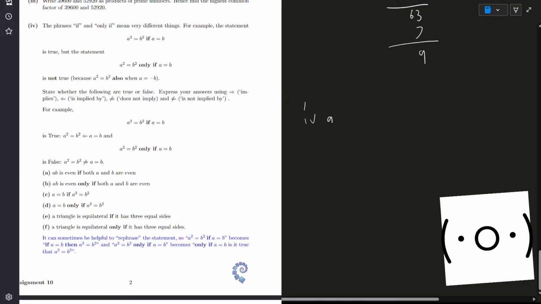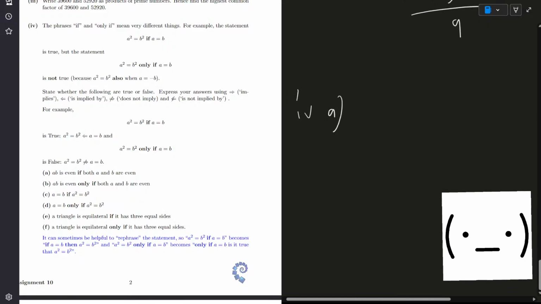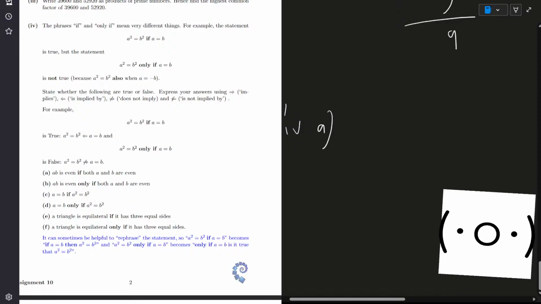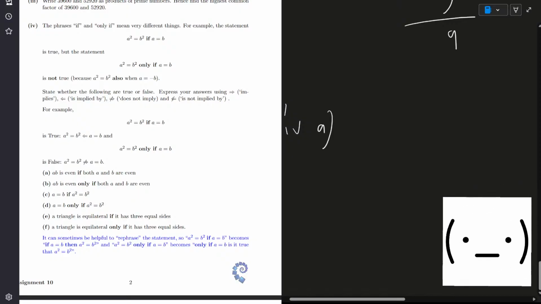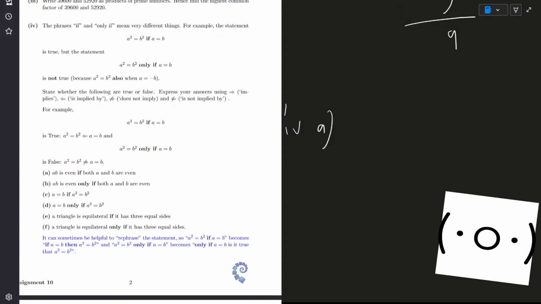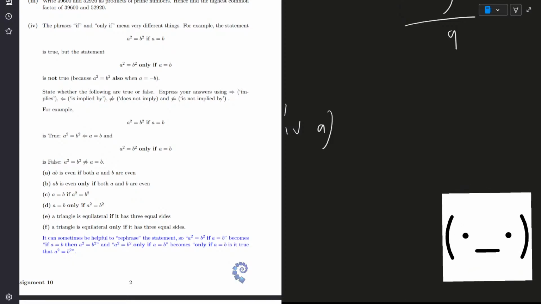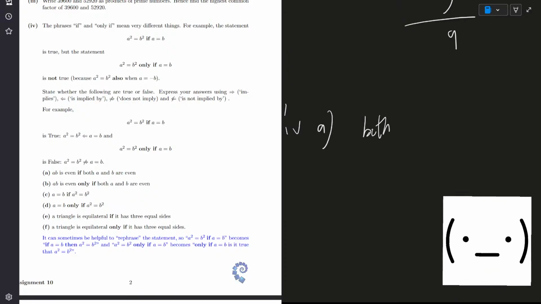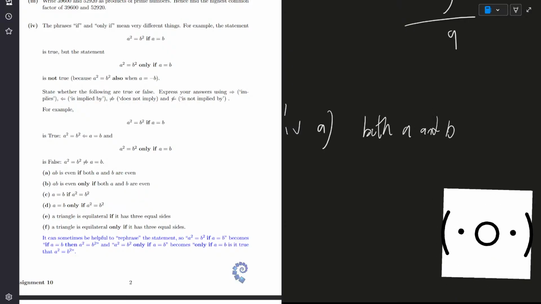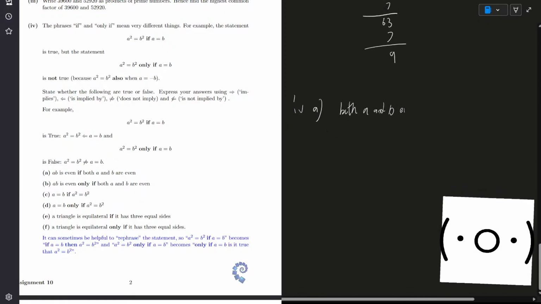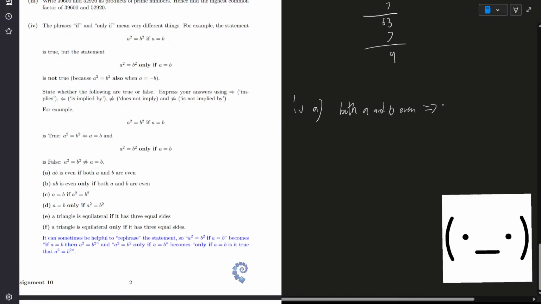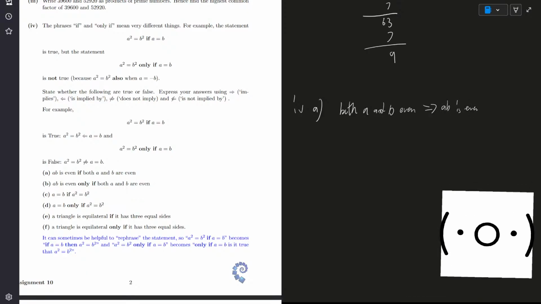Okay, so let's look at this. First one is A. AB is even if both A and B are even. Which is basically saying if both A and B are even, then AB is even. And there is basically no case which is false. So both A and B even does imply AB is even. True.